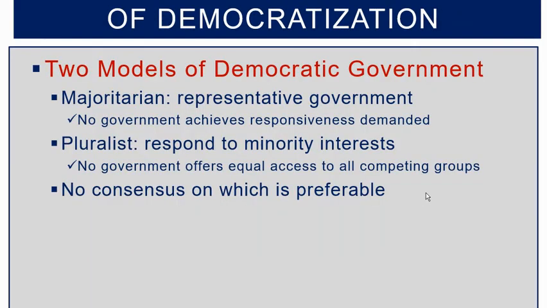The two models of democratic government: majoritarian is representative government. No government achieves the responsiveness demanded. In a pluralist model, you have to respond to minority interests, where no government offers equal access to all competing groups. There are some problems there. There is no consensus among political scientists on which is preferable. My preference, personally, is the pluralist model because I believe it gives everyone the biggest voice in government and what's going on.